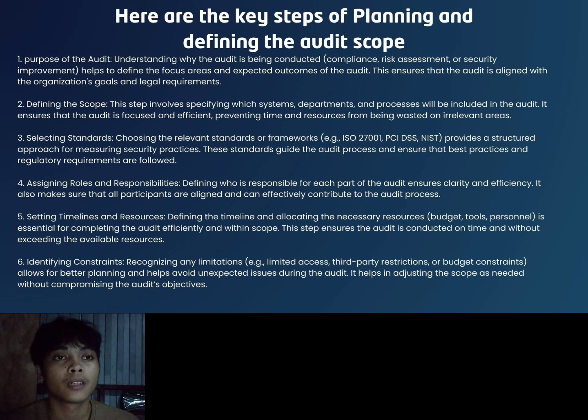Number 2. Defining the scope. This step involves specifying which systems, departments, and processes will be included in the audit. It ensures that the audit is focused and efficient, preventing time and resources from being wasted on irrelevant areas. This is critical because it sets the boundaries for the audit and ensures that the audit team doesn't waste time or resources on irrelevant areas.